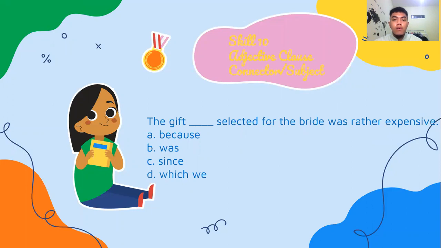Answers A and C are not correct because they only have a connector but do not have a subject. Answer B changes selected to a passive verb, and the sentence will only have one subject and two verbs, so answer B is also not correct. The best answer for the example question above is D. So the sentence becomes: the gift which he selected for the bride was rather expensive. In this sentence, gift is the subject of the verb was, he is the subject of the verb selected, and which is the adjective connector that functions to combine the two clauses.